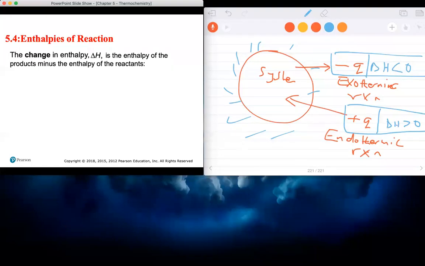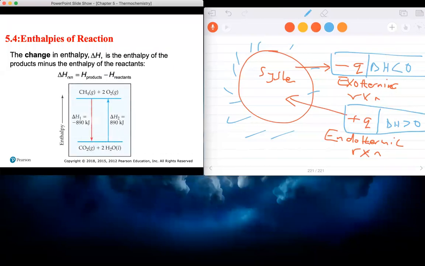Let's see how to calculate the enthalpy of reaction in the lab. Change in enthalpy of reaction.